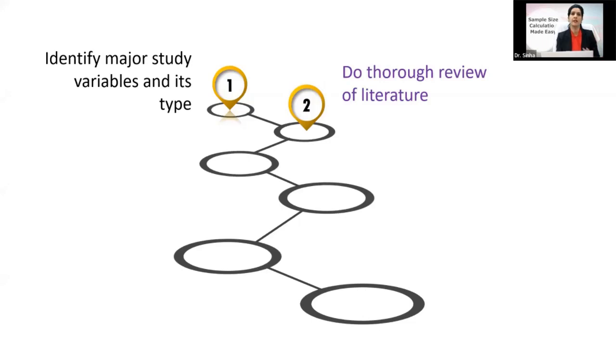And then based on that, we do the thorough literature review. Why do we do the thorough literature review? Because we want to have an estimate from the previous studies. We will see how to do it.